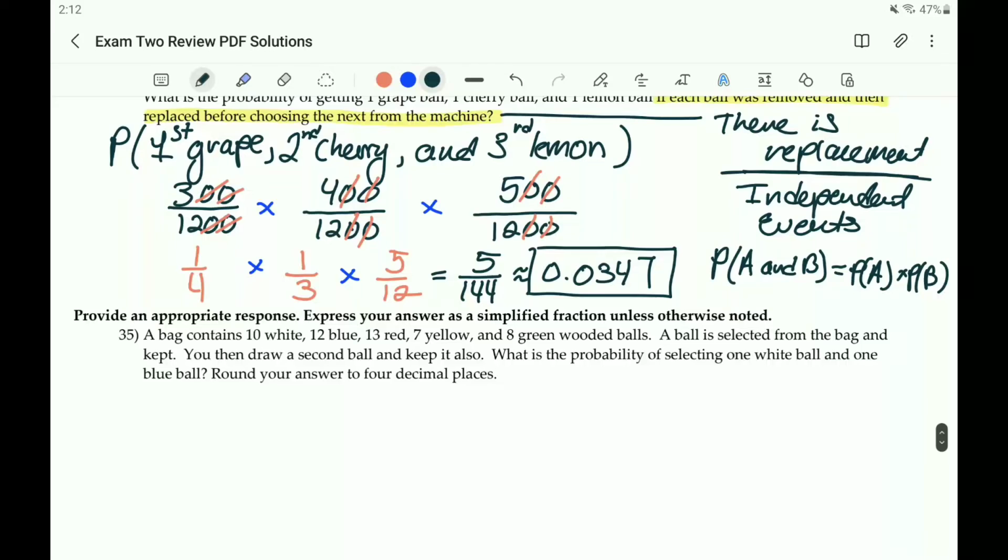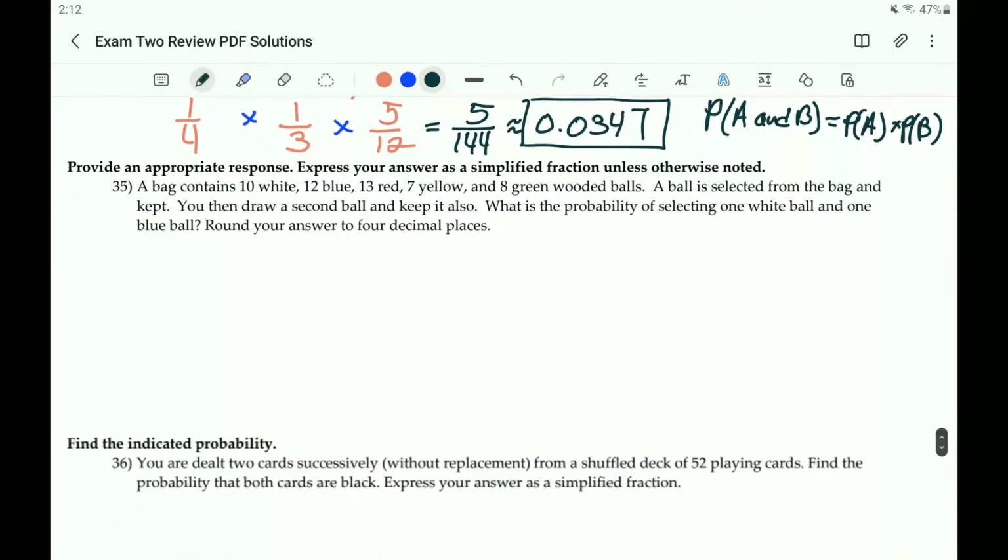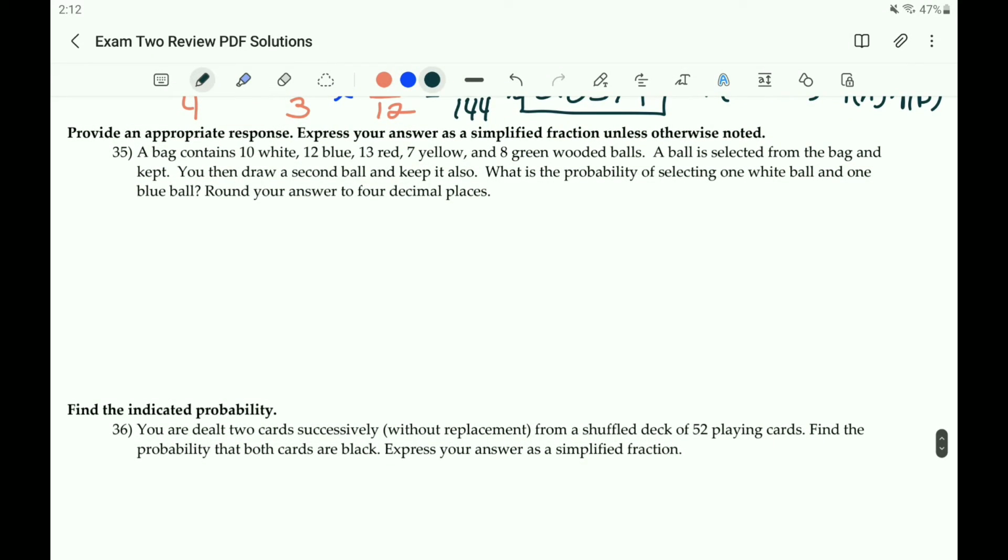All right. Number 35. It says a bag contains 10 white, 12 blue, 13 red, 7 yellow, and 8 green wooden balls. Let's add it together first. 10 plus 12 is 22. 22 plus 13 is 35. Plus 7 is 42. Plus 8 is 50. So there are 50 balls in total.